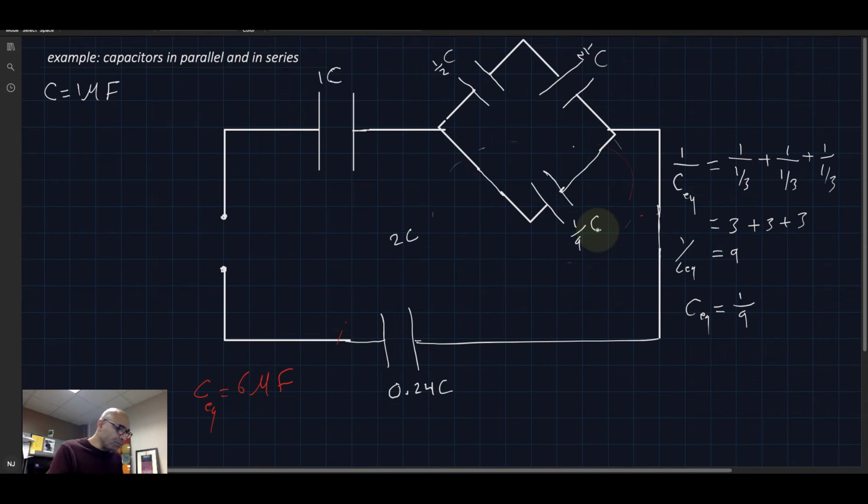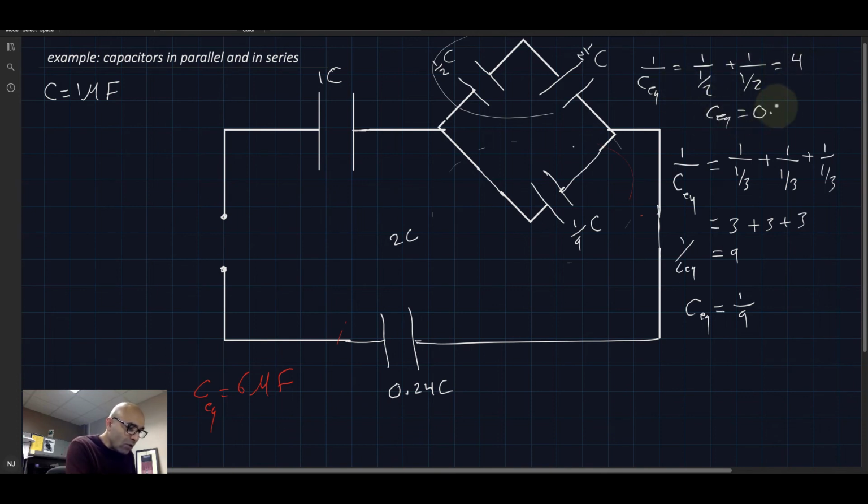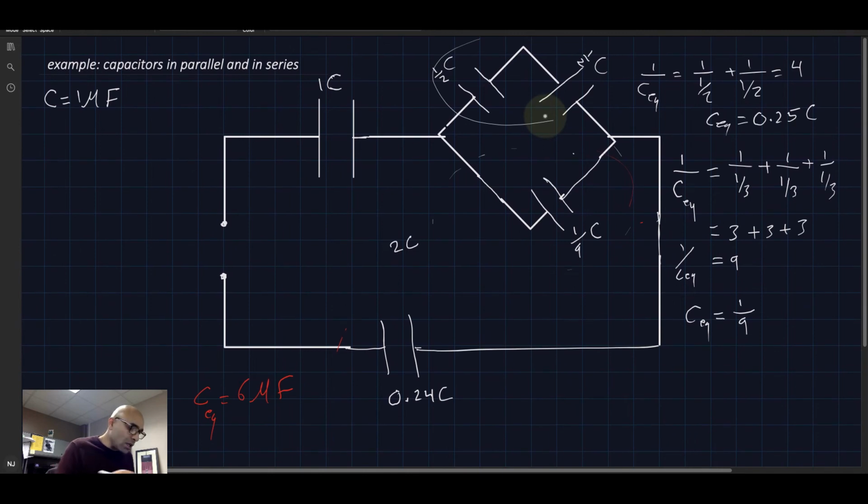Okay, now let's do this one and this one together. These are also in series. So for this whole thing here, 1/C equivalent is equal to 1/(1/2) plus 1/(1/2). So 2 plus 2 is 4. So that's 1 over C equivalent. Then C equivalent is equal to 1/4 or 0.25 C. So this whole thing I'm going to delete to make it just 1. And this one here, 0.5 C.